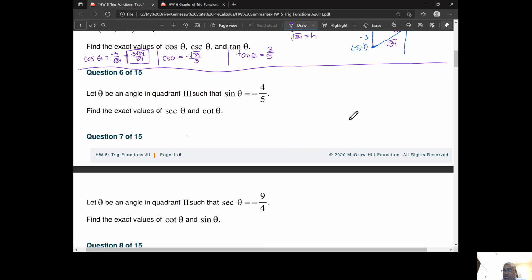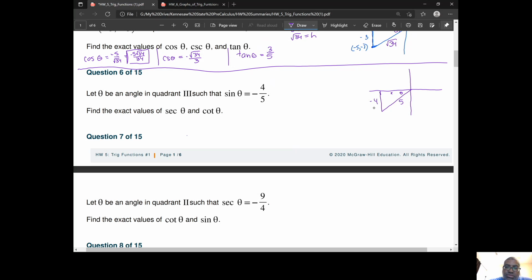Question number 6. Let theta be an angle in quadrant 3 such that sine of theta is equal to negative 4 over 5. Quadrant 3 means it's down here, and sine of theta is equal to negative 4 over 5. So the first thing we have to find out is whatever this x is.